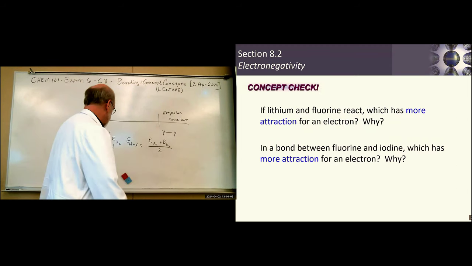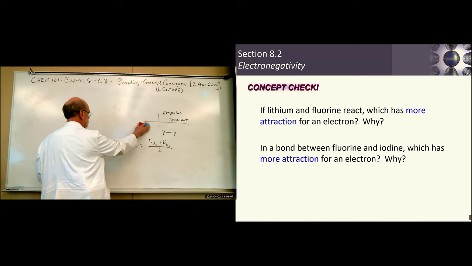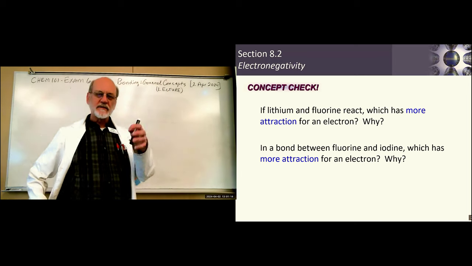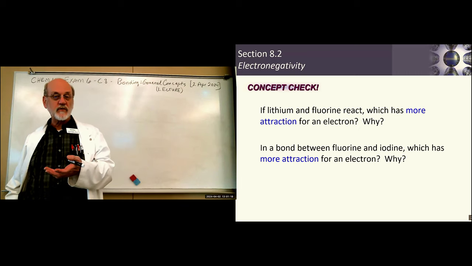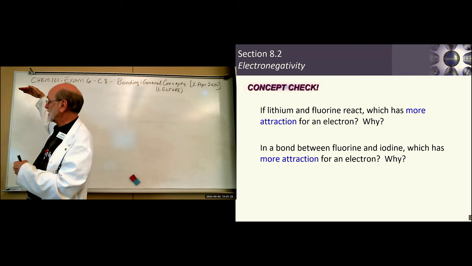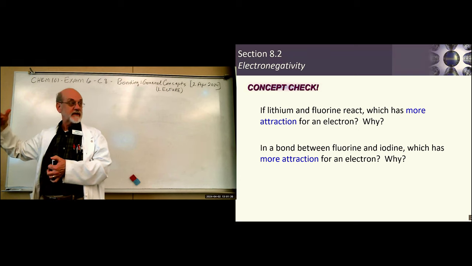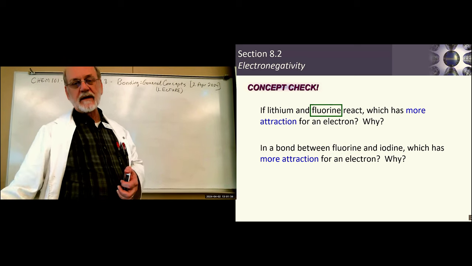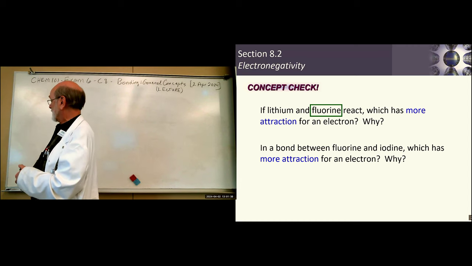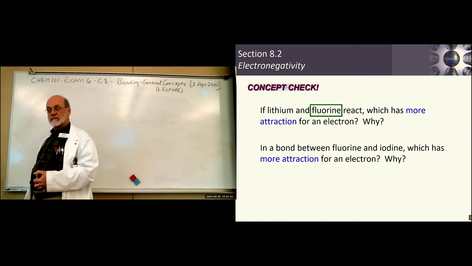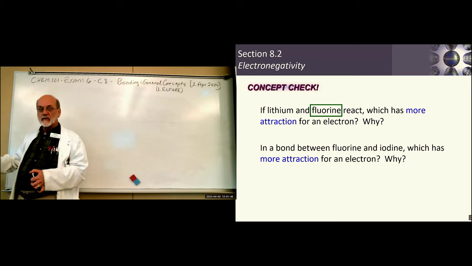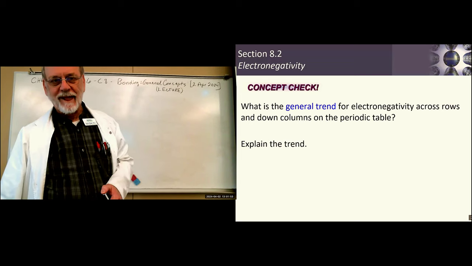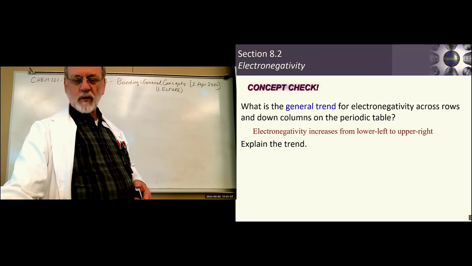So let's take this information and see if we can draw some conclusions. If we can say something about the relative electronegativities of these elements, lithium and fluorine react, which has more attraction for an electron? Well, they're in the same period. So the fluorine would have a greater attraction for electrons than lithium because it's further to the right. And then a bond between fluorine and iodine. Believe it or not, you can get bonds between halogens, iodine and fluorine. So fluorine would still have the greatest attraction for electrons. Okay. Right, lower left to upper right is the trend.